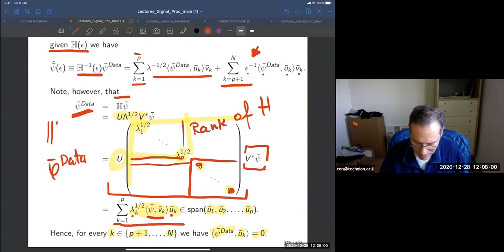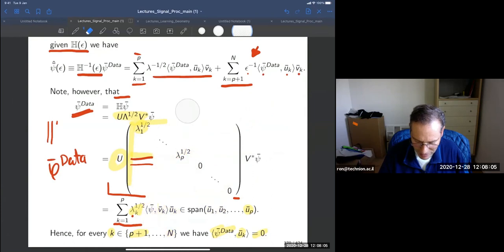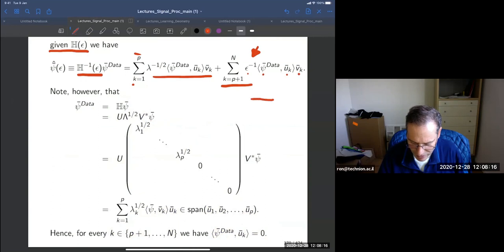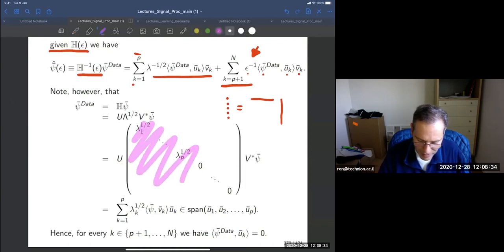Okay, so let me just remove some noise. Let me try to denoise it a little bit. Let's see what is going on here. What I have here is that I have my V vector that is multiplying my psi vector. So from that I'm getting a vector. Okay, and now I apply this matrix to this vector, so I'm getting this one, okay?